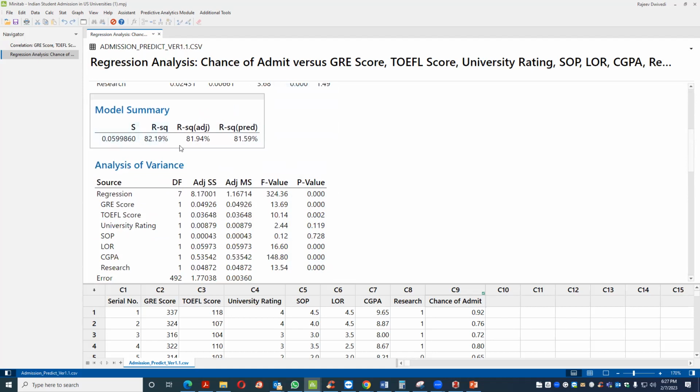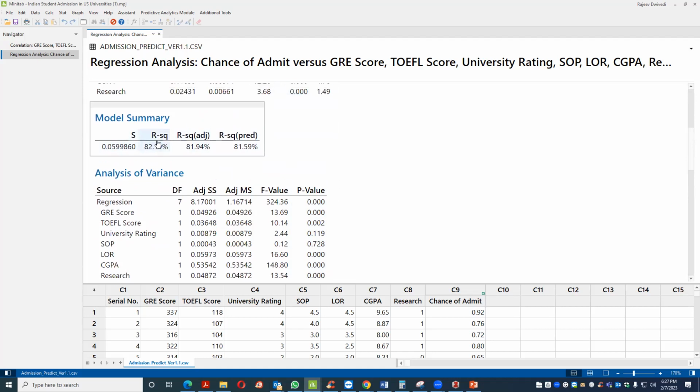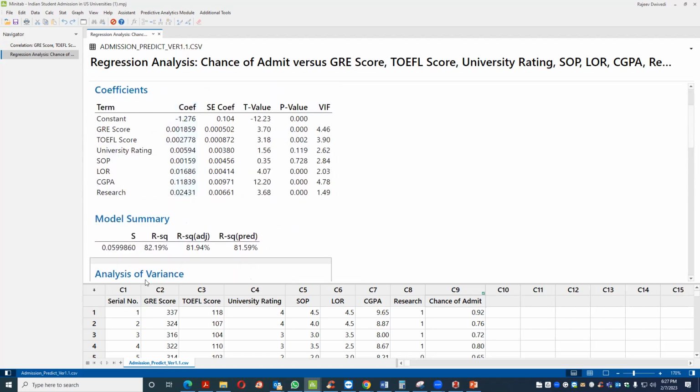Look into this. R square is 82%, means 82% of chance of admission depends on these following variables. These following variables are explaining 82% of chance of admission.